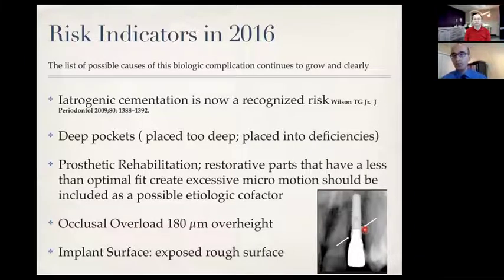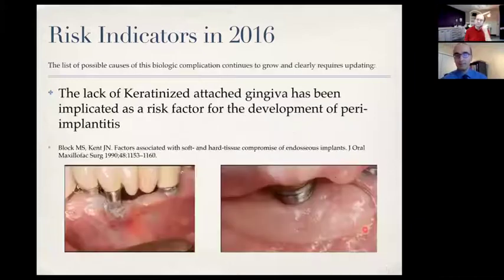Occlusal overload has been shown to be a contributing risk factor for bone loss, but it's important to know that in an environment where we don't have bacteria, occlusal trauma may not be able to cause peri-implantitis. I talked about the implant surface. The other thing, as a periodontist, I see many times is a lack of keratinized attached gingiva around implants.